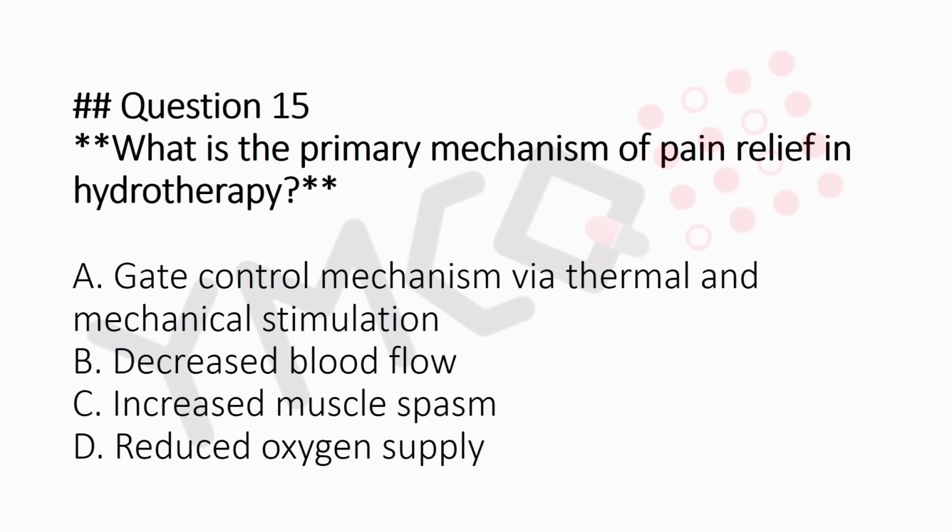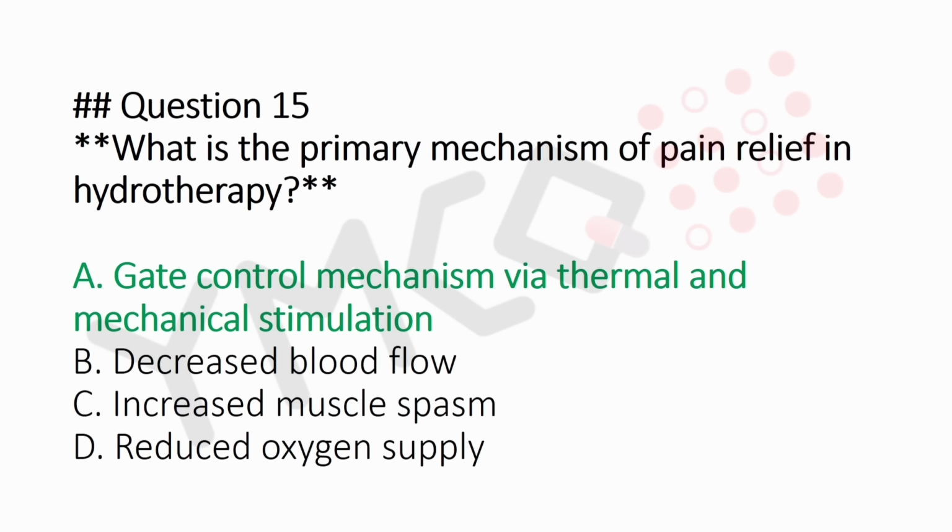What is the primary mechanism of pain relief in hydrotherapy? Option A, gate control mechanism via thermal and mechanical stimulation. Option B, decreased blood flow. Option C, increased muscle spasm. Option D, reduced oxygen supply. And answer is option A, gate control mechanism via thermal and mechanical stimulation. Now let's move to question number 16.